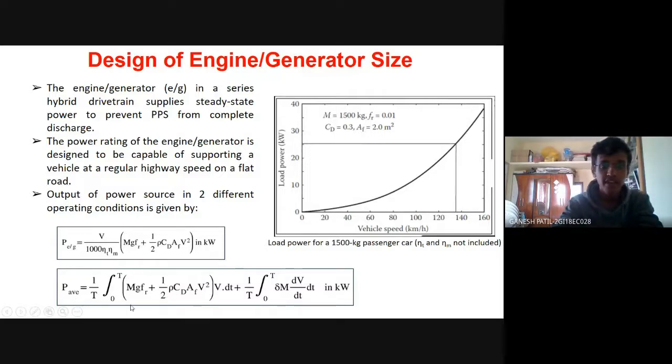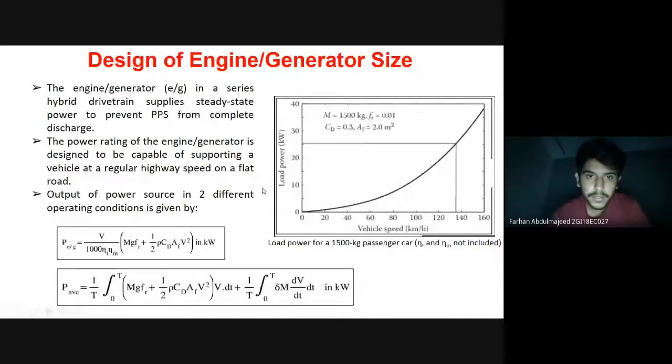Now here we see a graph. Here we can see that as the constant speed at which the vehicle will be traveling increases, for our design specification, a 1500 kg passenger car, for ideal cases where losses are not incurred here, as the constant speed at which the vehicle will be driving increases, the load power demanded by the vehicle will also increase. For our next slide.